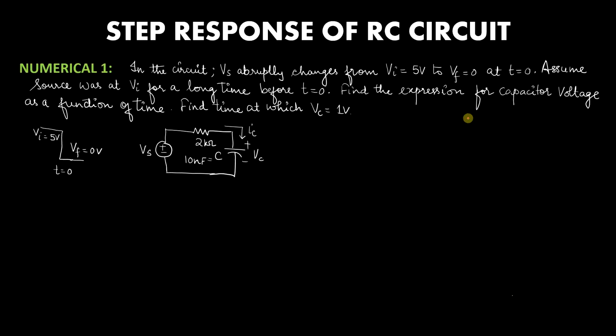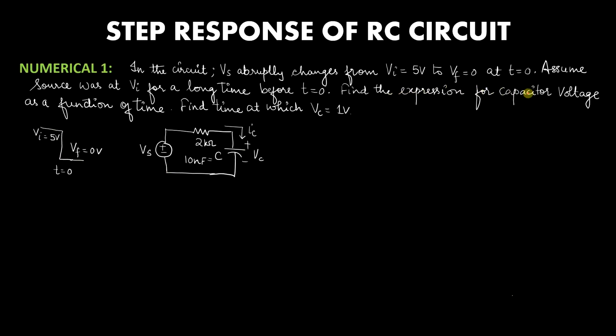So in this particular circuit, they have mentioned that the input changes abruptly from 5 volt to 0 volt at a time t is equal to 0. And we assume the source was at Vi for a very long time. So when they say the source was at Vi, it means the capacitor voltage would be the same as that of the input. That is because we have seen in the previous tutorial video that the capacitor will act like an open circuit and the voltage across the capacitor will be same as that of Vi. So here they say the source was at Vi for a very long time, which means the capacitor voltage also would be at 5 volt itself.